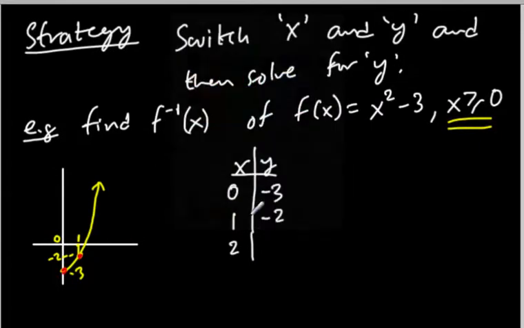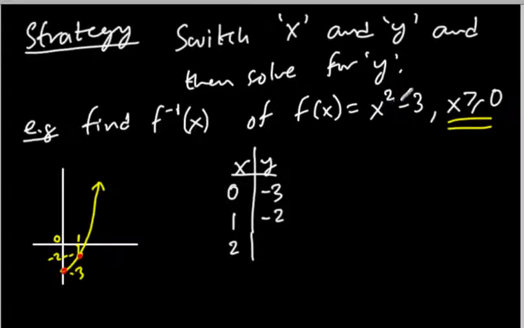If I have a value of 2, 2 squared minus 3 is 4 minus 3, that's 1. So that's going to be right there. Let's find another point. Let's say I have a value of 2 over here, and my coordinate is going to be 1.